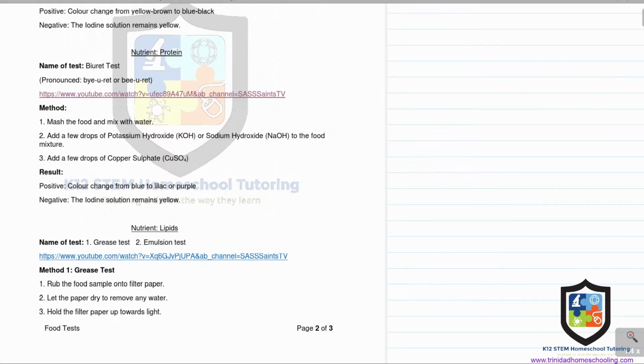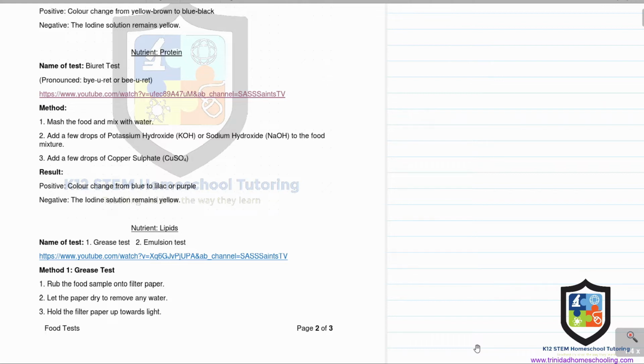Alright, so now we're going to look at the test for protein. The name of this test is called the Biuret or Biuret. It depends on if you're talking to an American or a British person, right? So, Biuret or Biuret. And what we do is we mash the food.